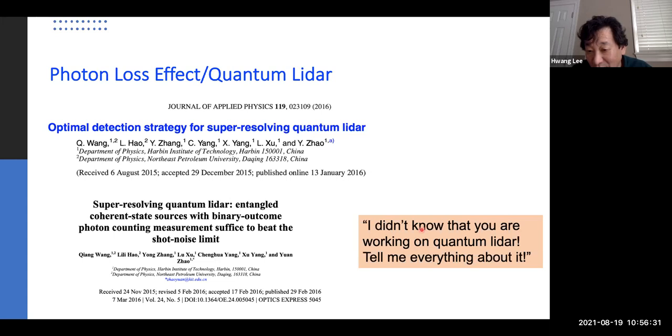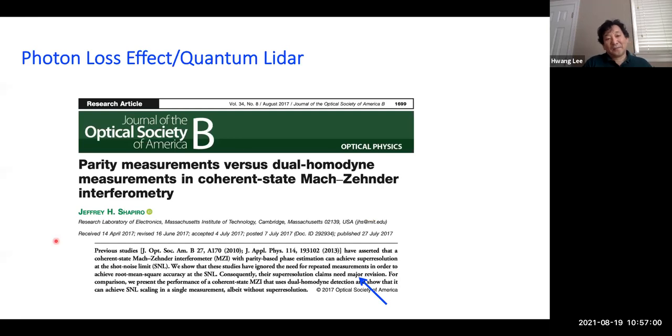I didn't know you are working on quantum LIDAR, and tell me everything about it. Yeah, this is the phone call from a DOD officer to Jonathan Dowling. So DOD somehow got surprised, and they started to fund Dowling. Of course, the interesting part is that DOD probably asked Professor Shapiro about the feasibility of that quantum radar by Dowling. And Shapiro concluded that consequently the super-resolution claim needs major revision.